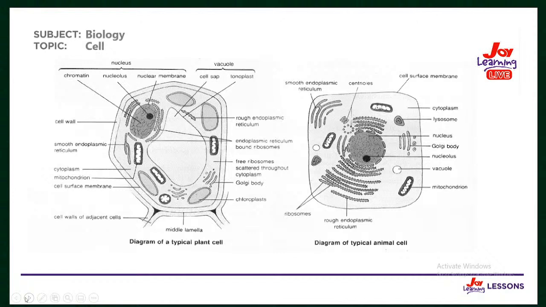We use the word typical cell. That means you may not get everything in one plant cell, but we've done our best to bring the little organelles found in most plant cells and put them in one plant cell. Same in animals. Look at where the nucleus is found in an animal cell and a plant cell. Look at the things associated with the nucleus, just around the nucleus.